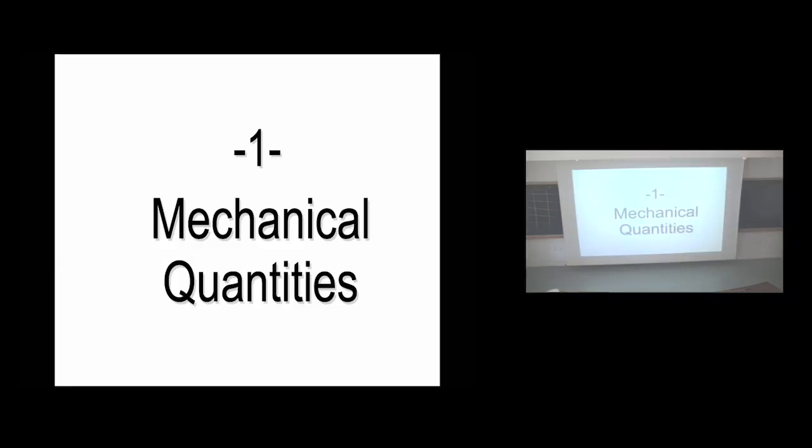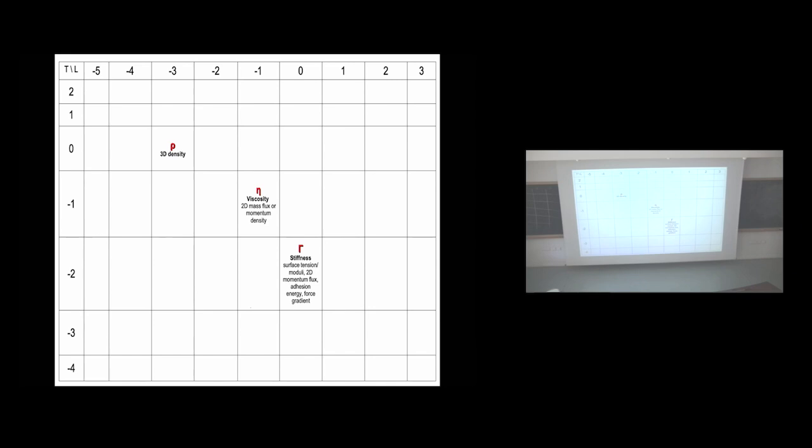So these are the mechanical quantities, and we saw three of them so far. We saw the density, which is a mass per unit volume, so 1, 2, 3, density. The symbol that I will use is rho. And then we saw surface tension. And then we saw viscosity.